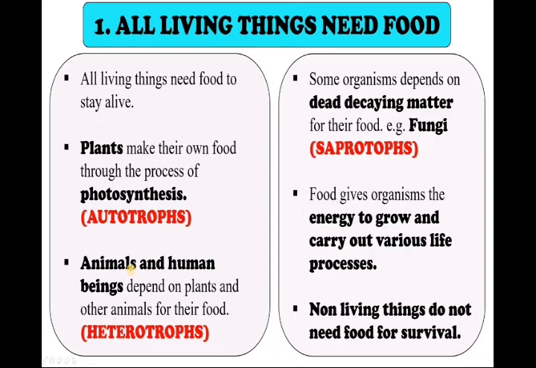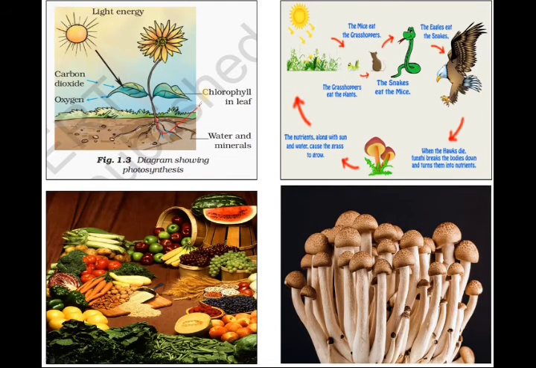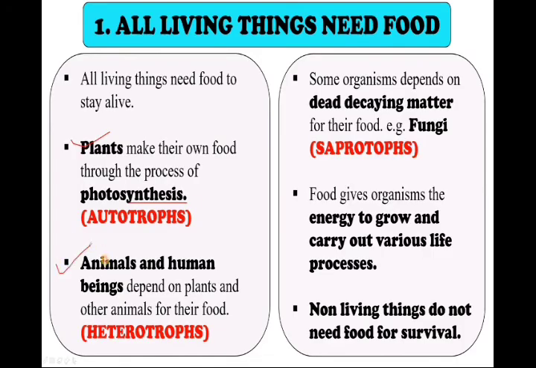Now let's have the characteristics. All living things need food. Even if it is a living organism, one thing is essential: food. Plants make their own food through the process of photosynthesis. That is why plants are known as autotrophs. In the presence of chlorophyll, sunlight, water and carbon dioxide, plants can prepare food in the form of carbohydrate. So plants are known as autotrophs.